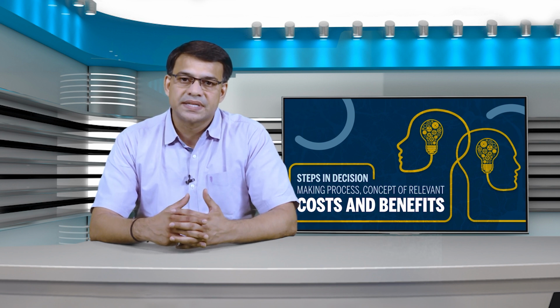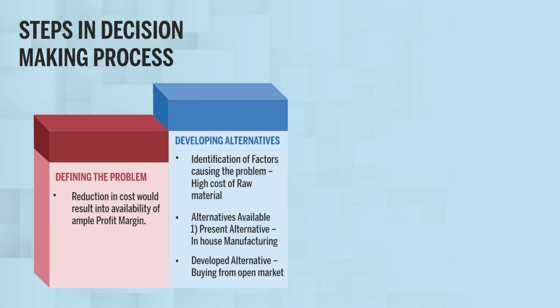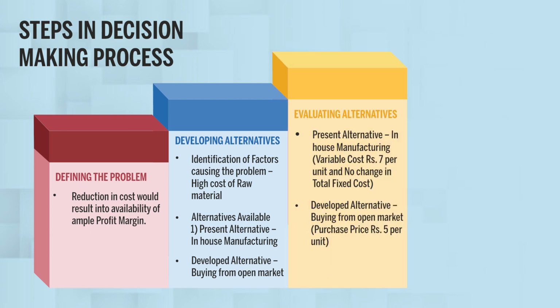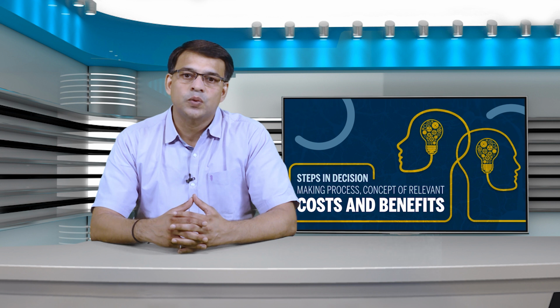This can also be represented graphically. From the graph, it is clear that there are 4 steps. Defining the problem: reduction in cost would result in availability of ample profit margin. Second step is developing alternatives. There are 2 alternatives, the present alternative and the developed alternative. Third step is evaluating alternatives and the last step is arriving at the decision, and the decision is buying raw material from the open market would be the most desirable course of action with a view to having ample profit margin through reduction in cost.